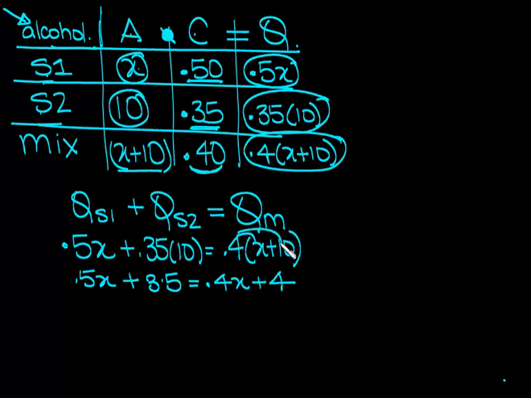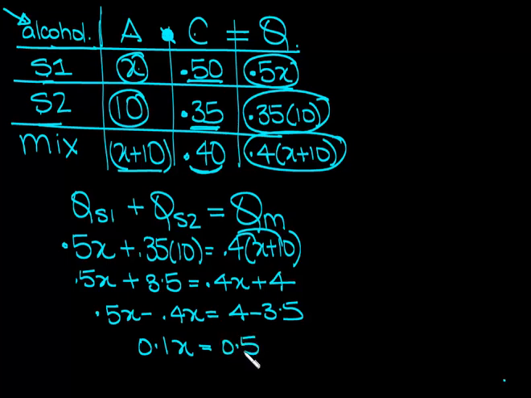I'm just distributing here. Move the x terms to one side. 0.5x minus 0.4x is equal to 4 minus 3.5. So I get 0.1x is equal to 0.5. You divide both sides by 0.1, so you get 0.5 divided by 0.1. That gives you 5 gallons. So x is 5 gallons, which tells us we should mix 5 gallons of 50% alcohol solution with 10 gallons of 35% alcohol solution to create a 40% solution.